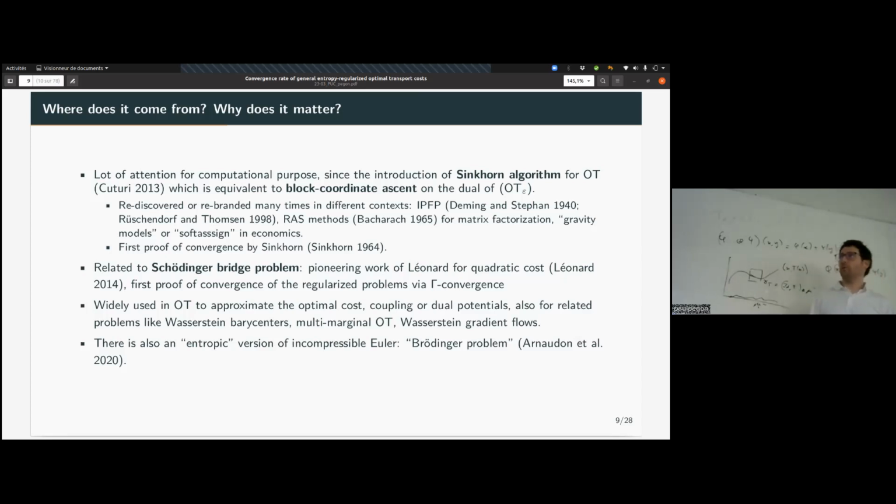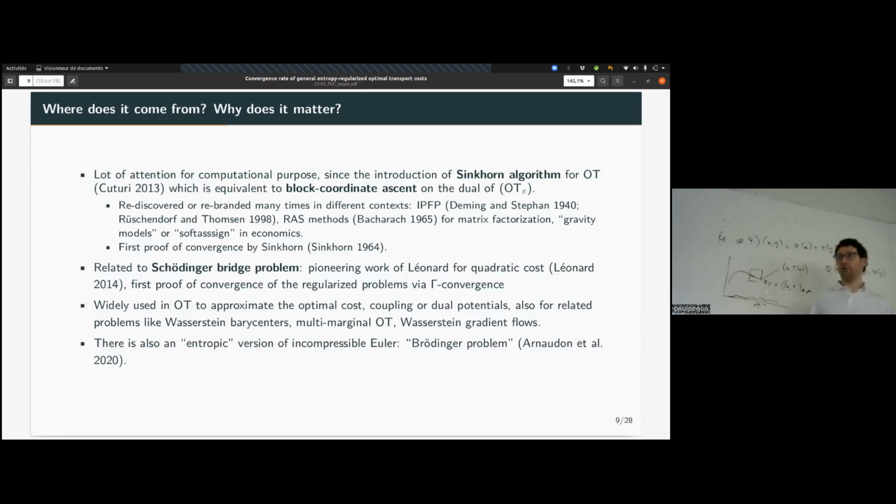It was discovered and implemented many times in different contexts. It's also called IPFP, the RAS method. You can see it everywhere, basically. This is related also to the Schrödinger bridge problem, which is a probabilistic problem. You can see the work of Léonard for the quadratic cost. You have the first proof of convergence also, as epsilon goes to 0, in this work. But on this, I'm not very competent. Just to say you have a connection with this problem.